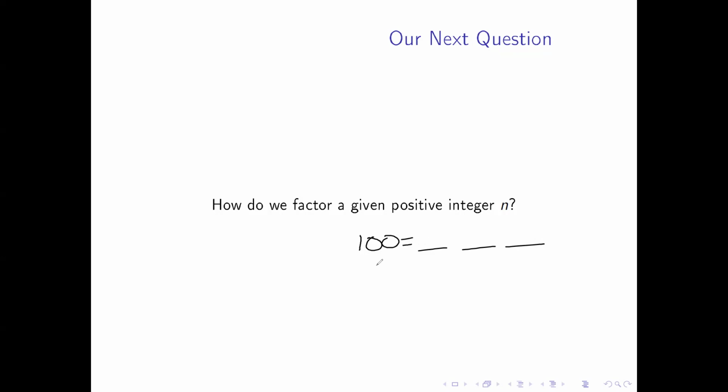Well, we can start checking. We can say, okay, this is even, so I'm going to take a 2, and that's going to give me 50, and then I'm going to have to factor 50. So I can take another 2 out. That's going to give me 25. What number goes into 25?